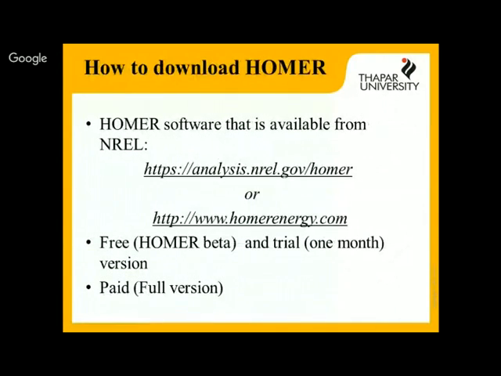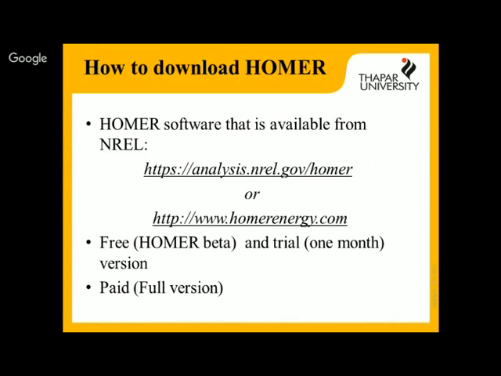So the first thing is how to download it. You can download it from two websites. One is NREL, the National Renewable Energy Laboratory in the USA. You can download it from their website, or we have a separate website for Homer, that is www.homerenergy.com.